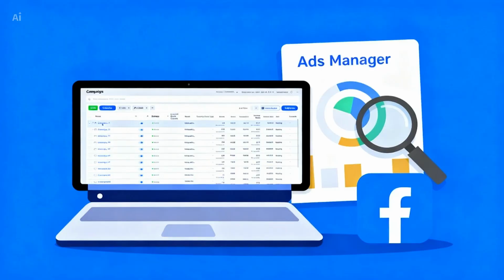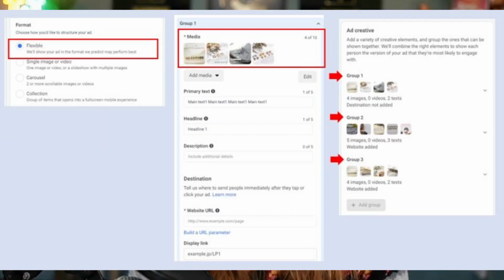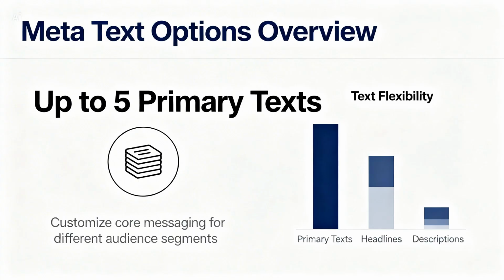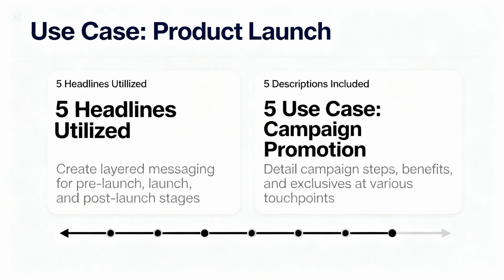Now let's talk structure. Inside Ads Manager, choose flexible format. Add 2 to 10 media assets. Separate images from videos if possible. Keep messaging consistent across assets. For copy, give Meta options, but stay aligned. Up to 5 primary texts, up to 5 headlines, up to 5 descriptions, but all of them should reinforce the same promise. Destination: 1 URL only. Do not mix landing pages.